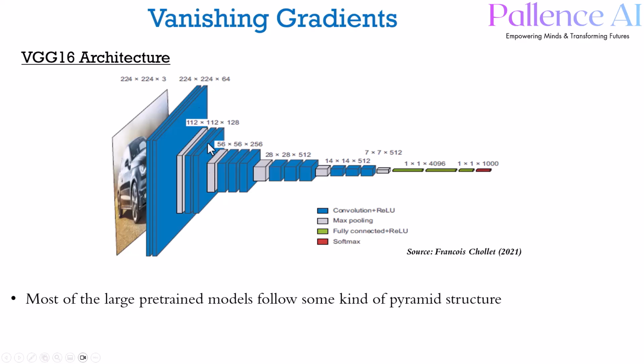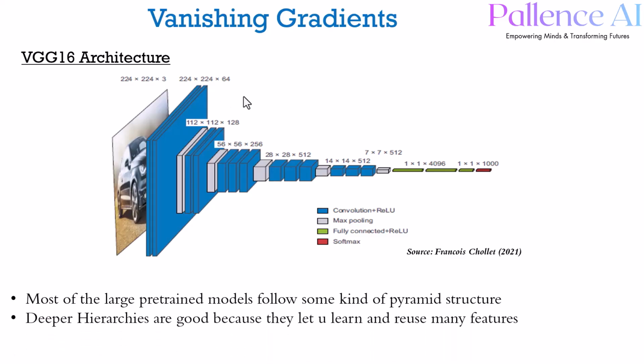When I say pyramid, the earlier layers are larger in terms of spatial features. The height and width are larger, and the depth is smaller. As you go downstream in the network, the spatial features, the height and width, reduce, but the depth increases. Meaning, if you look at the filter sizes, initially it was 64 filters, then 128, 256, 512, and so on. This is the pyramid structure which many different pre-trained models follow in a hierarchical structure.